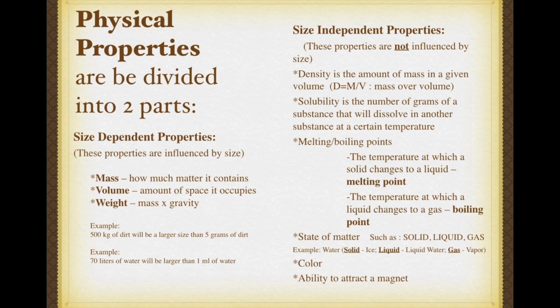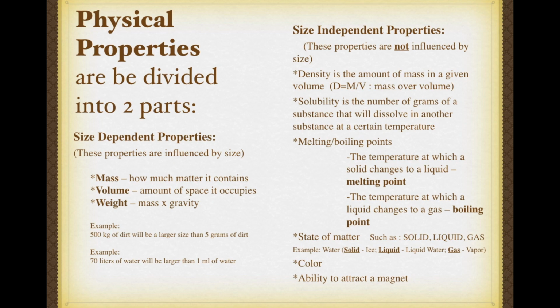This is not in many textbooks, but there are size-dependent properties and size-independent properties. Now, this is where it's getting a little confusing. Size-dependent, well, really it's not that confusing. If you think about it, size-dependent means these properties depend on size, or size influences it. It's influenced by size. So mass, volume, and weight. These three things are impacted by size.